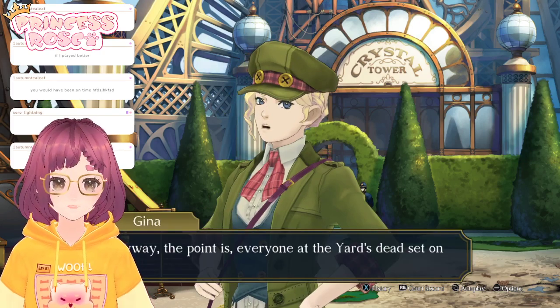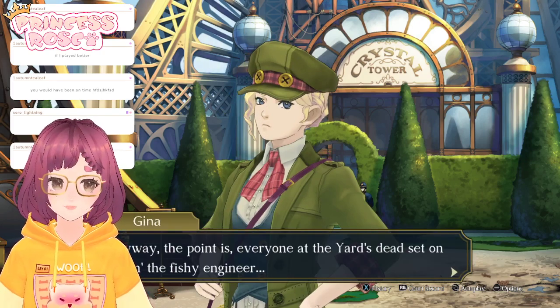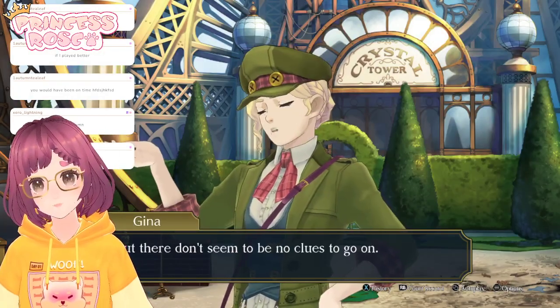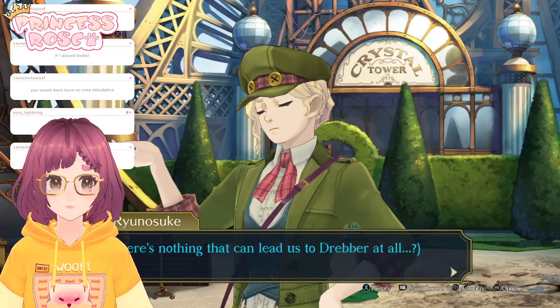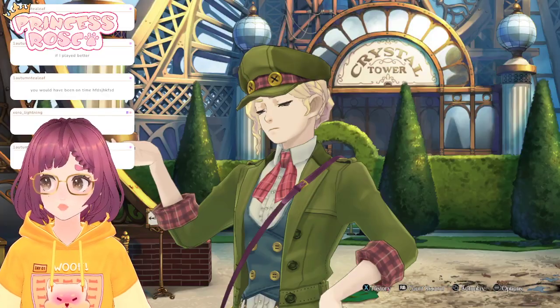Anyway, the point is, everyone at the yard's dead set on finding the fishy engineer. But there don't seem to be no clues to go on, so they're stuck. There's nothing that can lead us to Drebber at all?